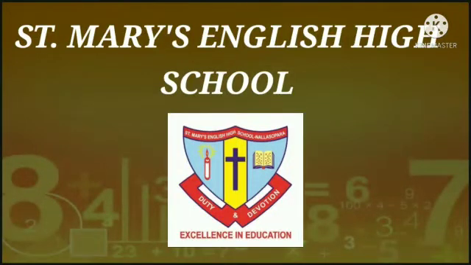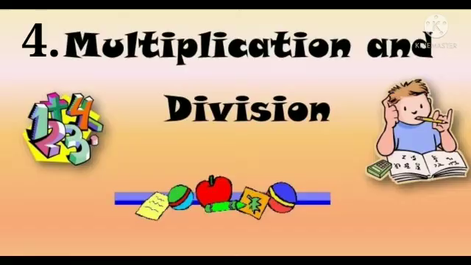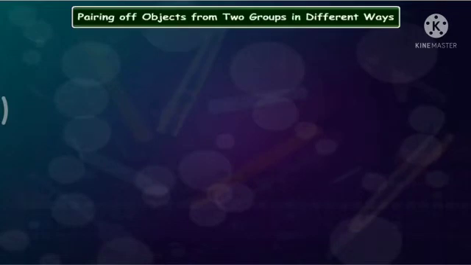Welcome, dear children. Subject Mathematics, Standard 5th, 4th chapter, Multiplication and Division, Part 3. Now, today we will see the topic that is pairing of objects from two groups in different ways.